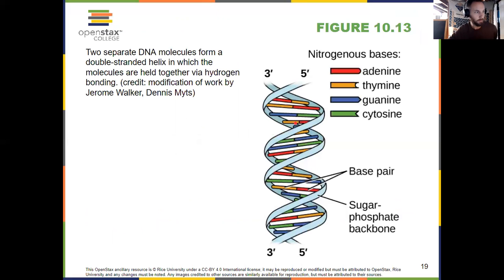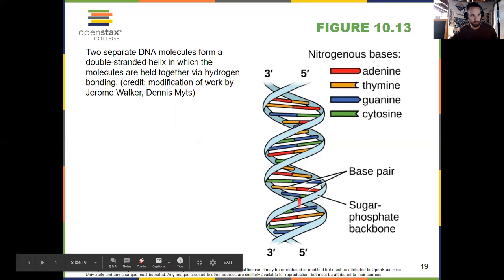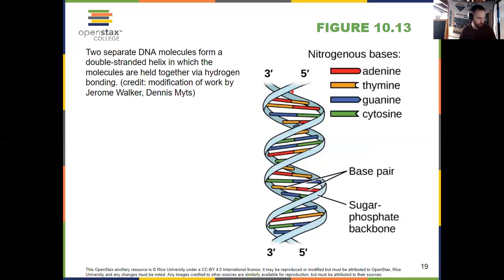And one small fun fact, before we end the video, hydrogen bonding is what's responsible for holding DNA together. Your nitrogenous bases are held together in the middle of the strand there by hydrogen bonding. And so that's what keeps your double helix wound together.